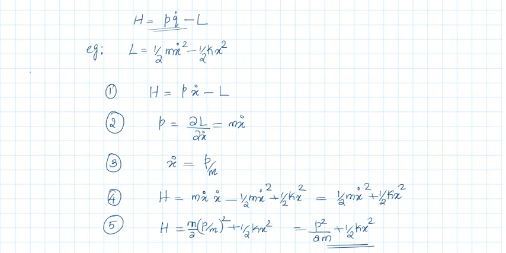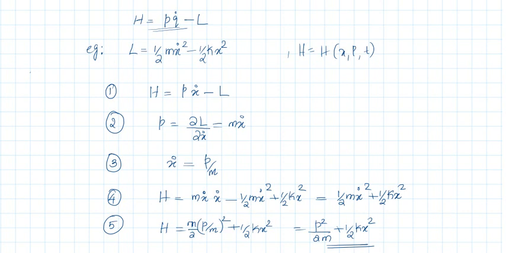Now, I will give you an example. If you have only 1 degree of freedom, H is equal to p q dot minus L. The Lagrangian is equal to half m x dot square minus half k x square. This is the Lagrangian of a harmonic oscillator. The steps to obtain the Hamiltonian: the first one is the basic equation H is equal to p q dot minus L. The variable that changed is, you need a function which is a function of x, p and t, right? The Lagrangian is a function of x, x dot and t.